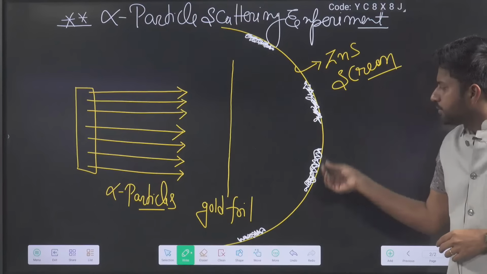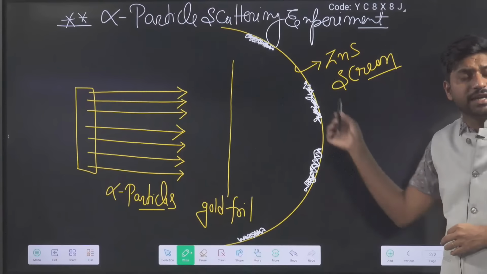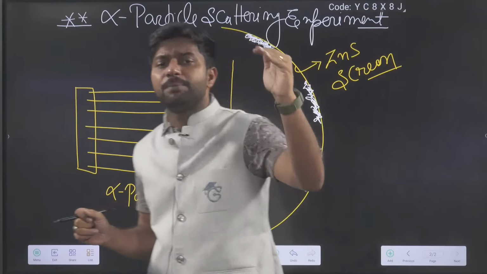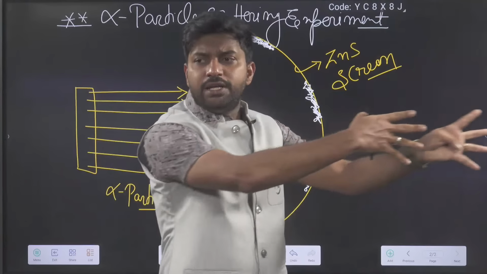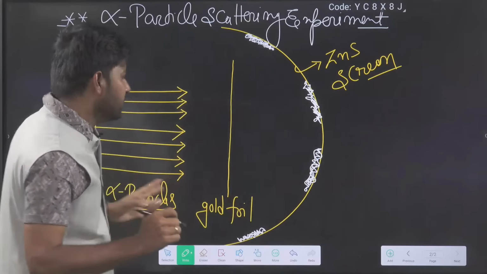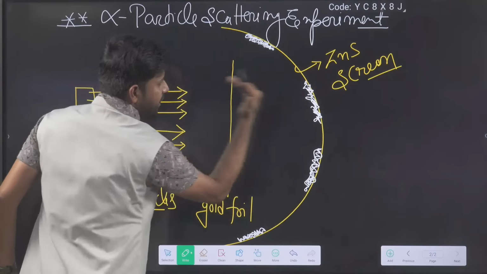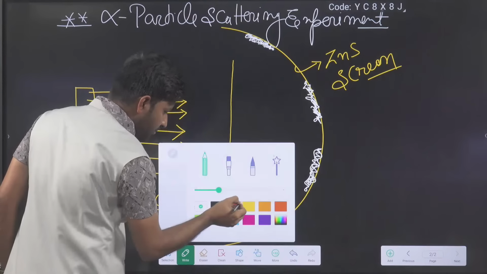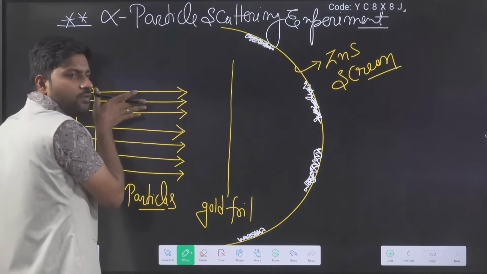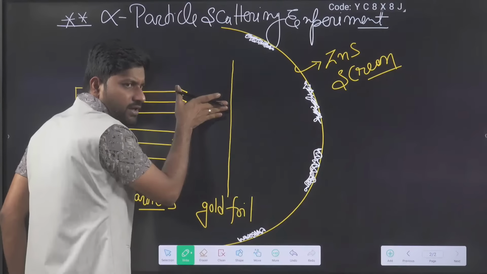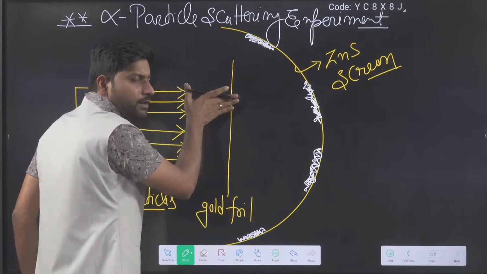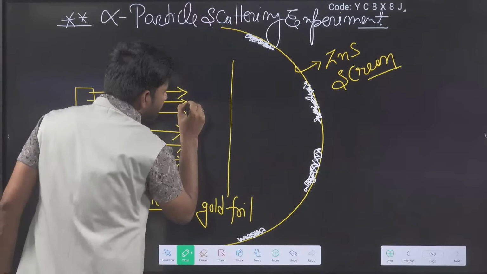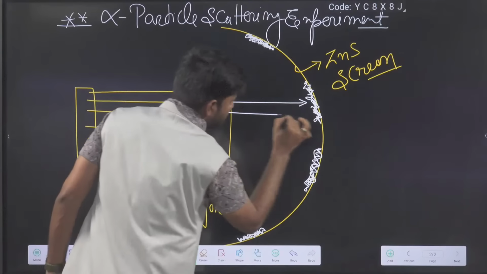Here and here, so much amount of shining came. What is its meaning? What is its sense? Maximum alpha particles moved straight. Because shining came just behind, the simple meaning is that these alpha particles were moving like that, whatever came in their path, they penetrated it and moved straight. Can I say like that or not? So maximum alpha particles moved straight.